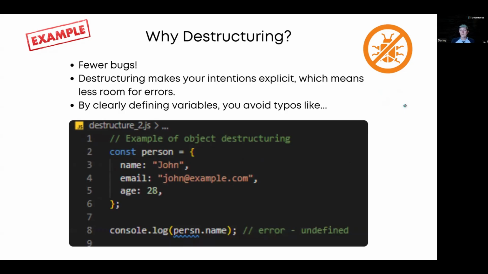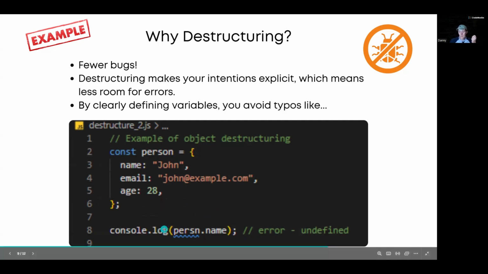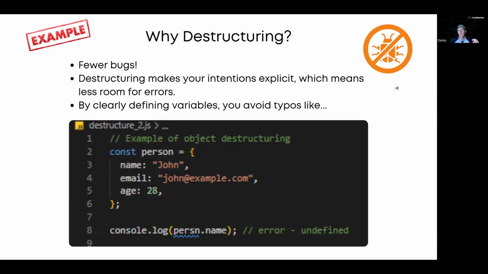It also leads to fewer bugs. Destructuring makes your intentions explicit, so it leaves less room for errors. You're clearly defining variables, so you avoid typos. I'm sure if you've been working with objects and using dot notation, it's always possible, like if you look here on line 8, you get an error because person was misspelled. If you're rewriting that over and over again, it's super easy to make a typo. And then you have a bug in your code that you have to figure out how to debug and find.